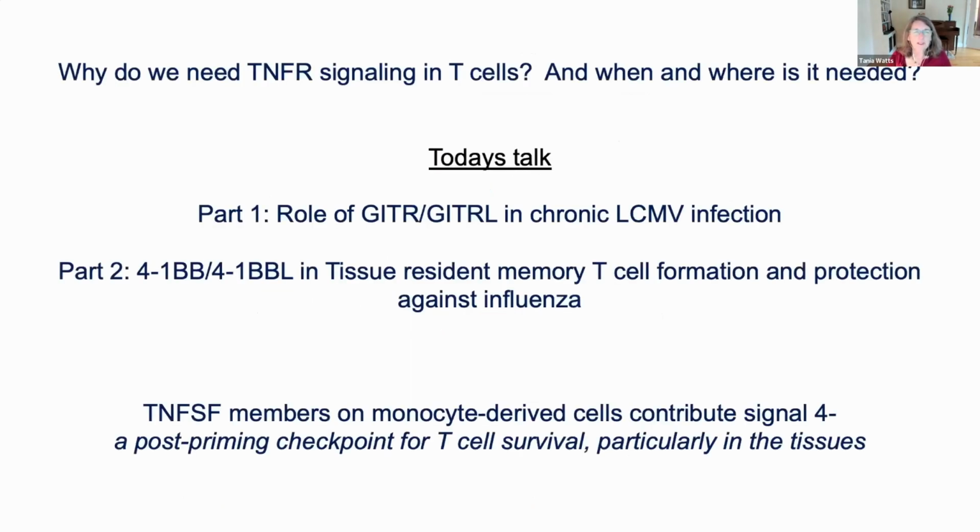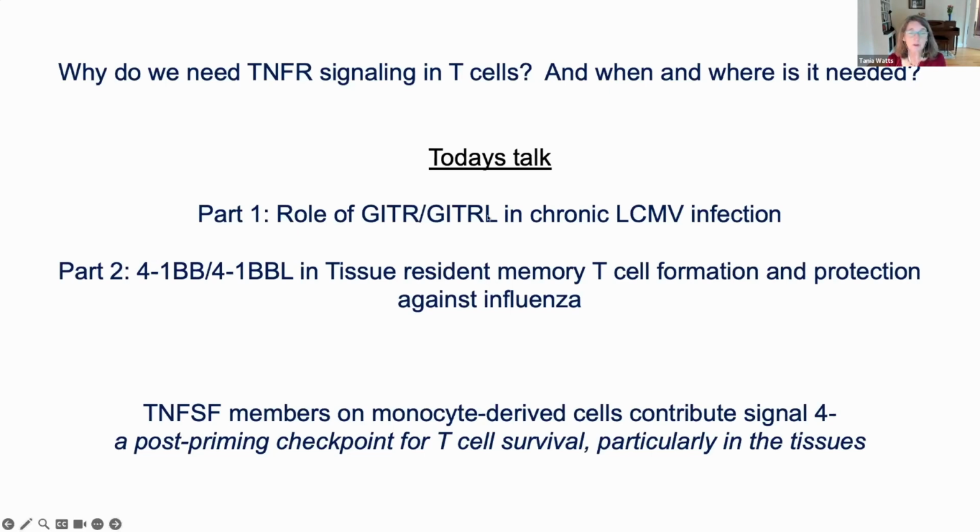So the questions we've been trying to put in context are: why do we need these additional survival signals when signal 2 survival signals have already taken place? So when and where do we need these signals, and what's their role? I'm going to give you two examples from our work that I think shed light on this and lead to our current working model.